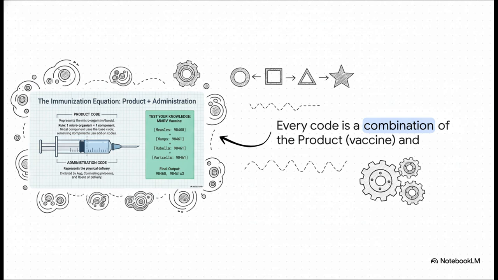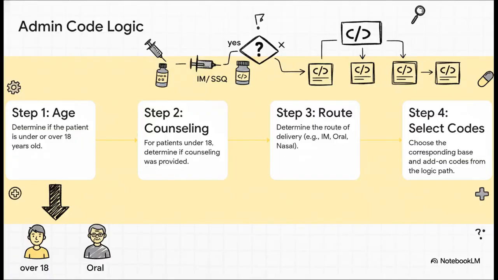Always. So if you look at this MMRV vaccine example, it's protecting against 4 different bugs, right? Well, the rule is each organism counts as one component. So you use a base product code for the first one, the measles part, and then you just use add-on codes for the other 3, mumps, rubella, and varicella. Simple as that.